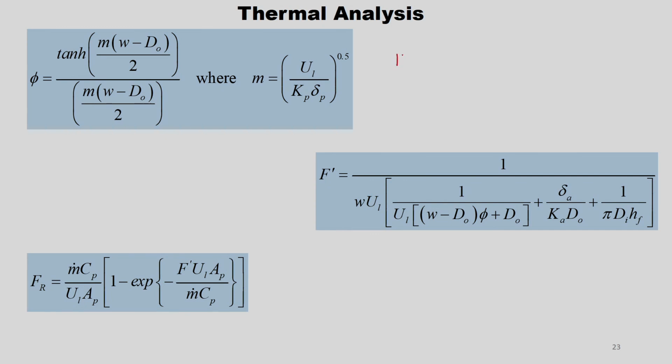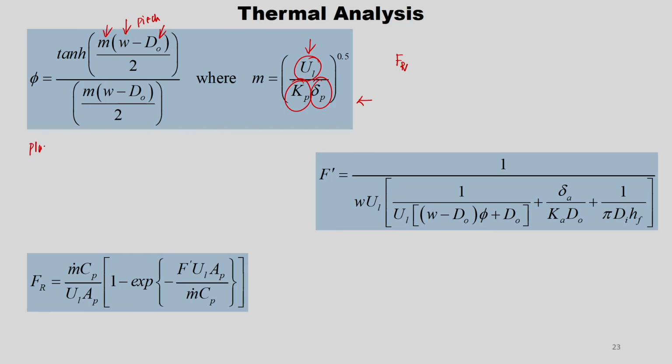To define the heat removal factor, again we need some parameters. One is plate effectiveness, which is phi, defined as tanh(m(W - D_o)/2) divided by m(W - D_o)/2. Here m is defined again: it depends on the overall heat loss coefficient, the thermal conductivity of the plate material, and the thickness of the plate material. W is the center to center distance, that is the pitch of the fluid passage, and D_o is the outer diameter of the tube.